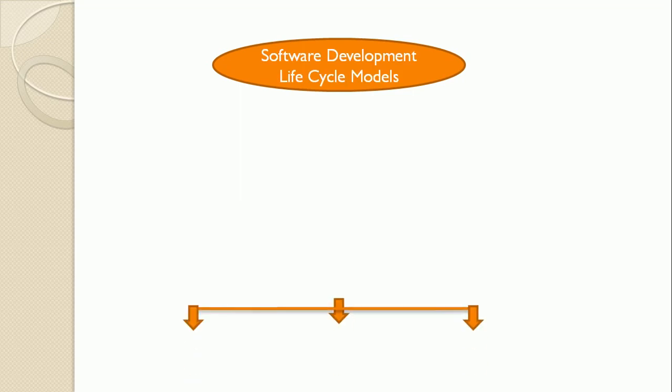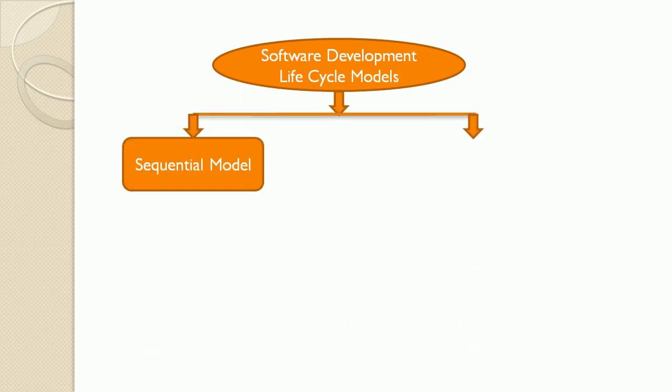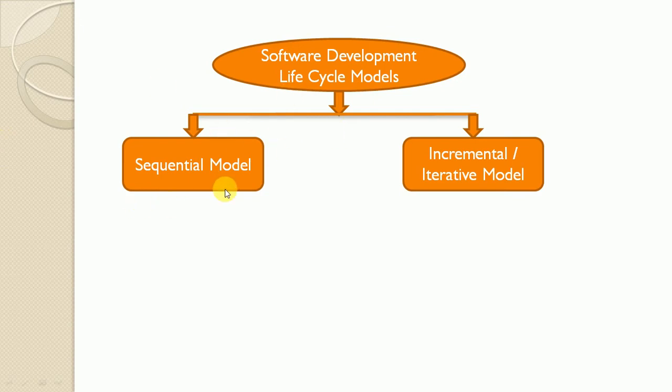There are two important categories, or two common SDLC models or methodologies, we have. The first one is the sequential development model and the second one is the incremental or iterative development model. Now let's talk about the sequential model. What is the sequential model? A sequential development model describes the software development process as a linear sequential flow of activities.